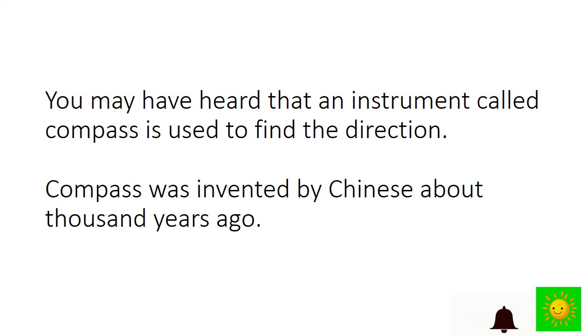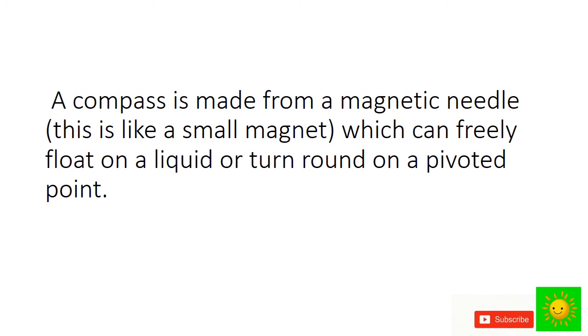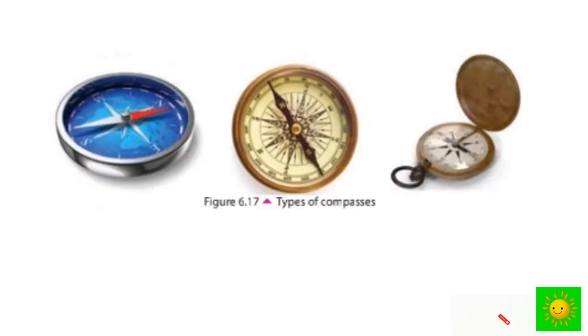Our next topic is the compass. You may have heard that the instrument called a compass is used to find direction. The compass was invented by the Chinese about 1000 years ago. A compass is made of a magnetic needle. This is like a small magnet which can freely float on a liquid or turn around a pivot point. Today, various types of compasses are in use. These are some types of compasses we used and use in our day-to-day life.